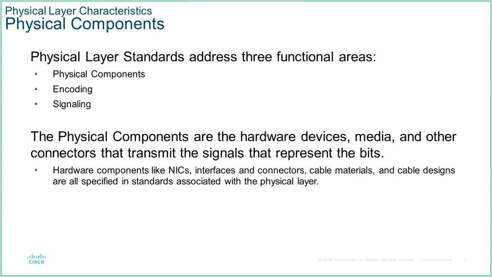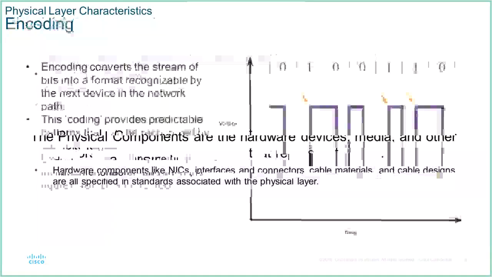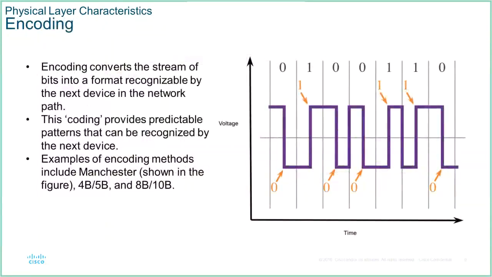So the three functional areas within the physical layer are the physical components, how we encode the frame, and how signaling occurs. So how we make the ones and zeros go across the hardware. All right, so we'll look at the various materials used in getting that signal from point A to point B. So let's start off with encoding. Encoding is the method that we use to represent zeros and ones.